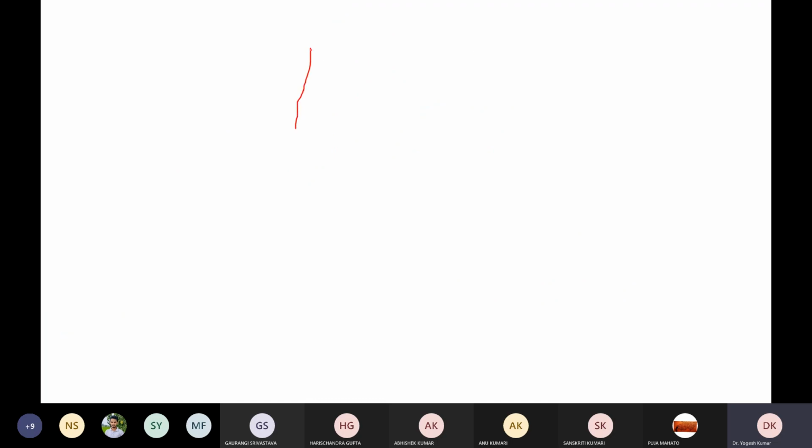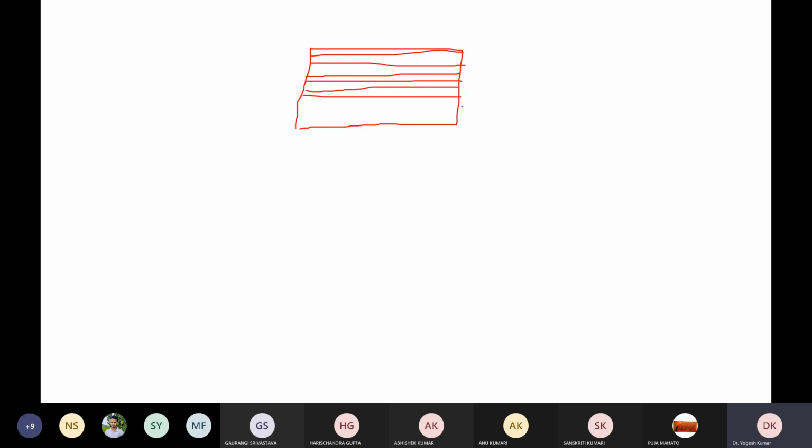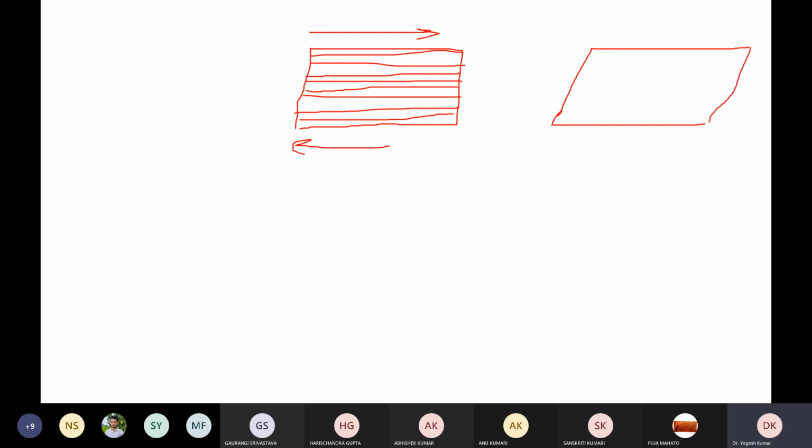Okay, so you can say this is a card deck, like this. You are having a card deck like this. These are cards placed one over another. Okay, so when you are applying shear stress, what is happening? These cards are dislocating, and after plastic deformation or after slip, it is taking shape like this. It takes shape something like this.